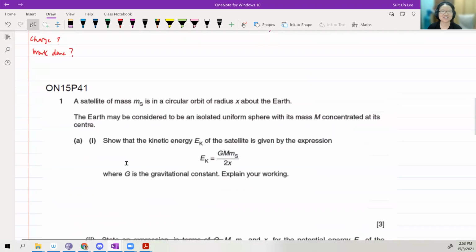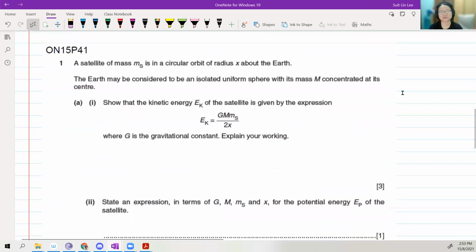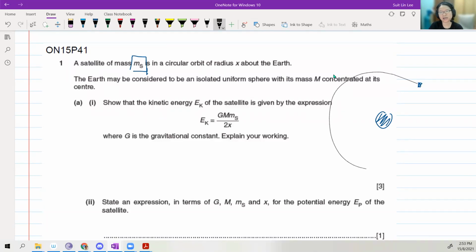Okay, if we look at this one, it sets up the same drawing as I did. Your satellite uses different symbols. So this is your Earth. The satellite is here in circular orbit, radius x. Same idea. Maybe your drawing is as messy as mine, but it's okay. So this is capital M, this is small m_s. Show that the kinetic energy is this one. 3 marks.